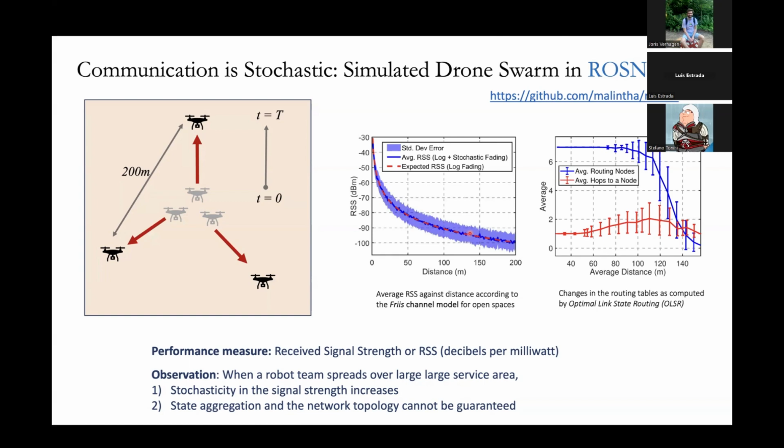On the right-hand side, the plot is the network topology. When the distance increases, the system becomes increasingly fragmented, and at a certain distance, all the robots get completely disconnected. And at large distances, the probability of having a link is also very low. So the key takeaway from this slide is that state aggregation and guarantees of the network topology we cannot provide at large distances.